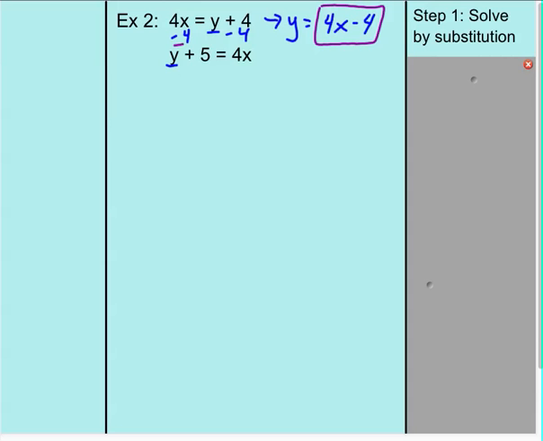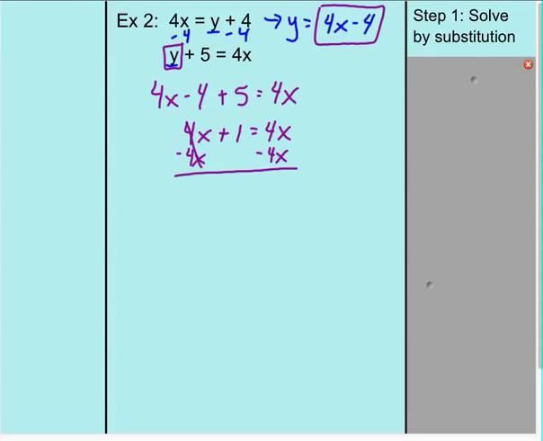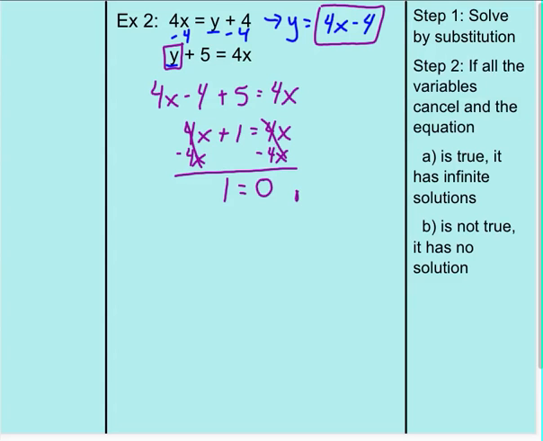And I'm going to replace y in my second equation with 4x minus 4, finishing my equation plus 5 equals 4x. Combining my like terms on the left-hand side, negative 4 plus 5 is 1. And now I need to combine my x's, so I'm going to subtract 4x from both sides. So I got 1 equals 4x minus 4x cancels on both sides, leaving me with 0. Since this equation is not true, there is no solution.